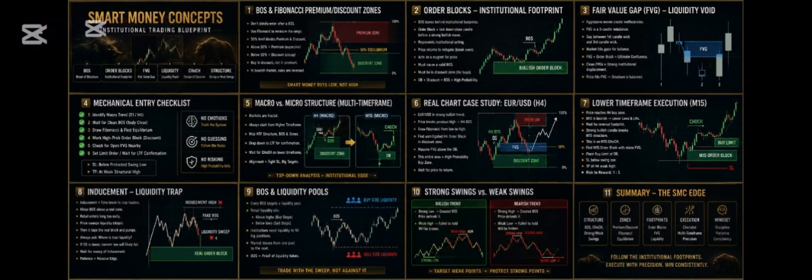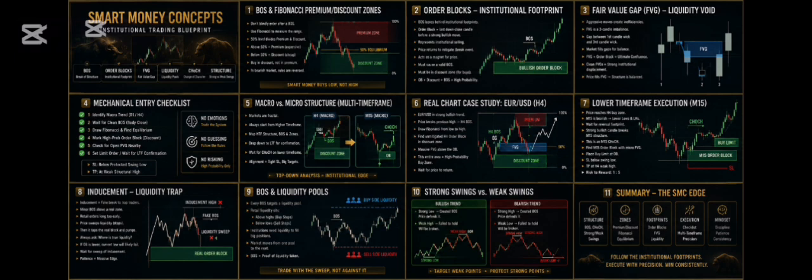To find a fair value gap, look at the first and third candle of a sequence. The gap is the empty space between the first candle's wick and the third candle's wick. The market algorithm had an inefficiency and treats this gap like an open vacuum. Price will almost always retrace backward to fill or rebalance this empty space.